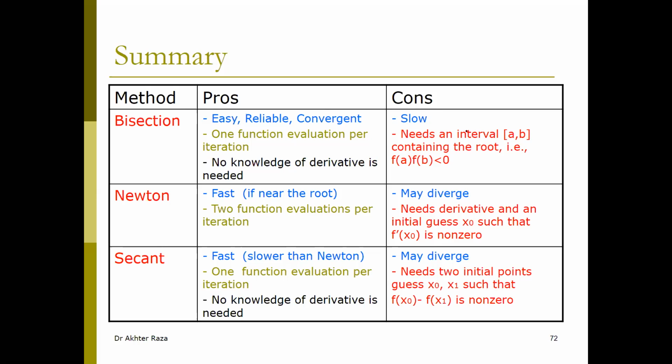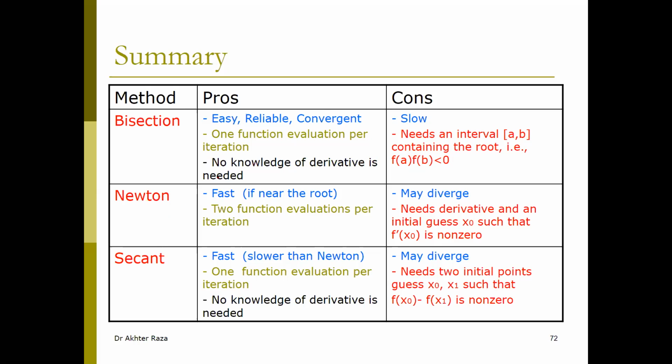It needs an interval AB, which are the initial guesses. One interval is given, and the root is available if the product is negative. If the product is positive, it means the root is not available and we have to take another new guess.